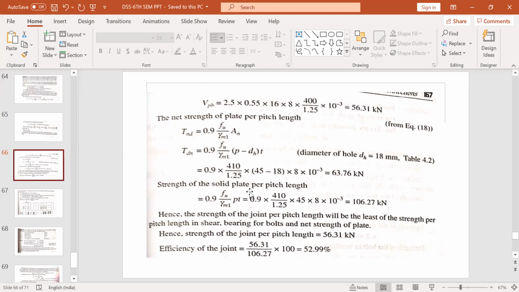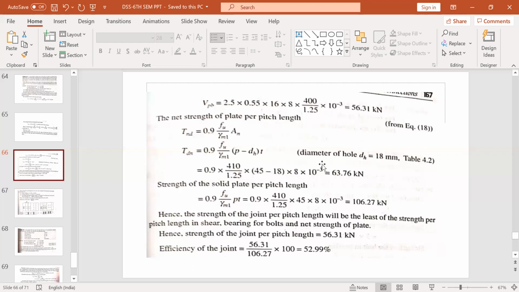So what is the solid strength of the plate per pitch length? 0.9 Fu by gamma M1 into P into t. Instead of (P minus Dh), you take P into t. So this is 106.27. Now you have found three strengths. The first is shearing, double shear. The second is bearing, and the third is tensile strength.